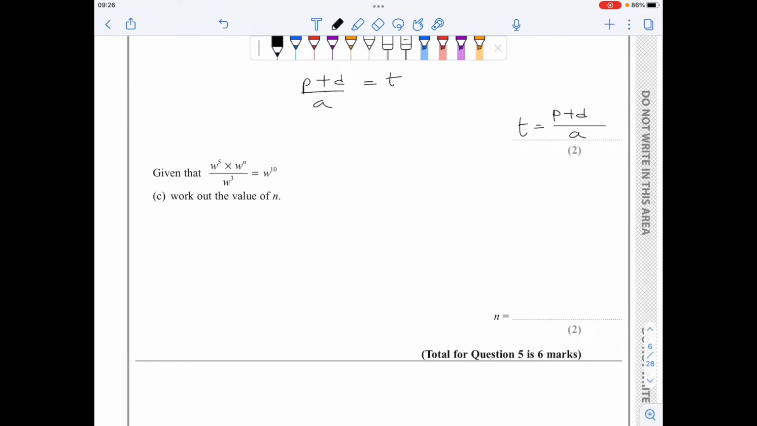For part C, I'll start by adding these powers. So w to the power of 5 plus n over w to the power of 3 is equal to w to the power of 10. Then I will subtract those powers. This will give me w to the 5 plus n minus 3 equals w to the power of 10. So now I can equate the powers of w. This will give me 5 plus n minus 3 is equal to 10. So n comes out to be 8.